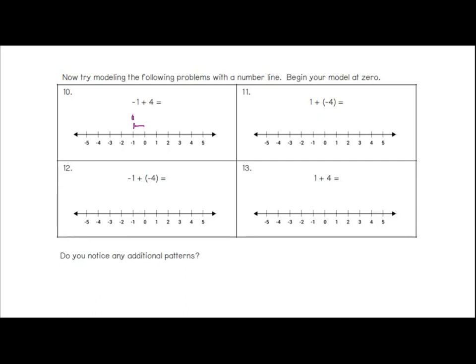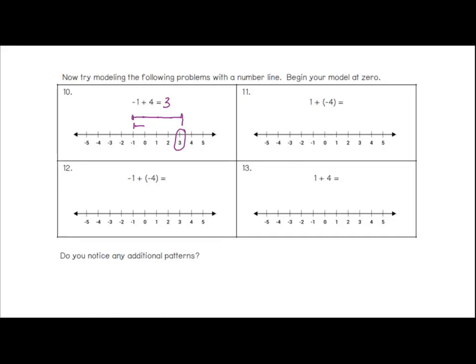So when we add, we're going to move to the right. When we subtract, we're going to move to the left. So if it's a positive, we move to the right. If it's a negative, we move to the left. So now I've got to move to the right 4 spaces. 1, 2, 3, 4. And I end up right here at a +3.